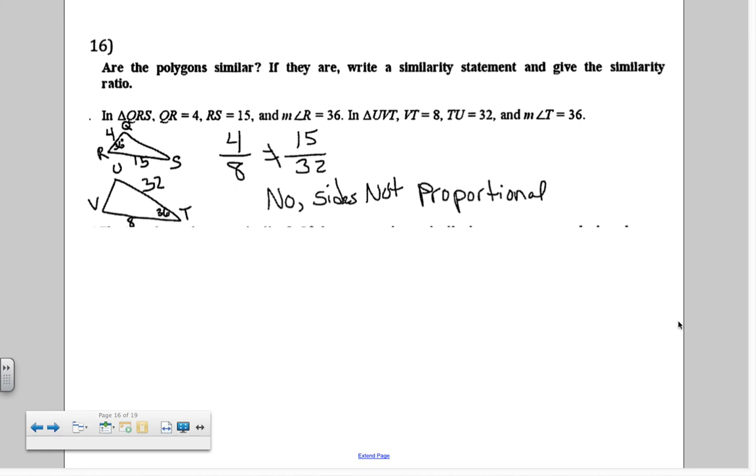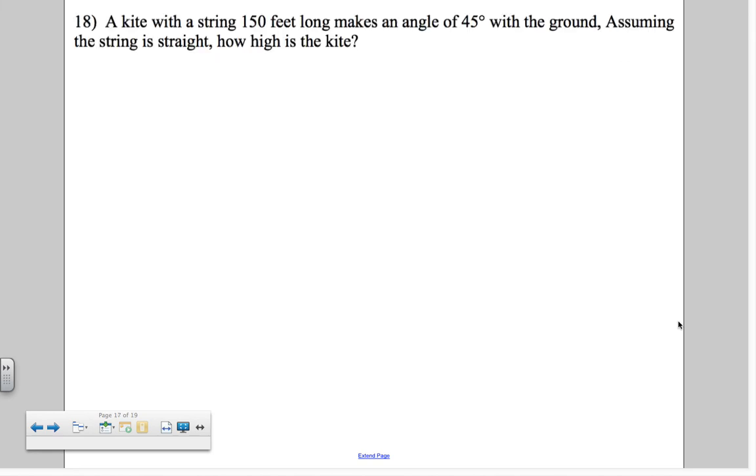You can try the next few or keep playing the movie. We're going to go to number 18 now. It says a kite with a string of 150 feet long makes an angle of 45 degrees with the ground. Assuming the string is straight, how high is the kite? I would like you guys to model this situation and then we'll solve it.